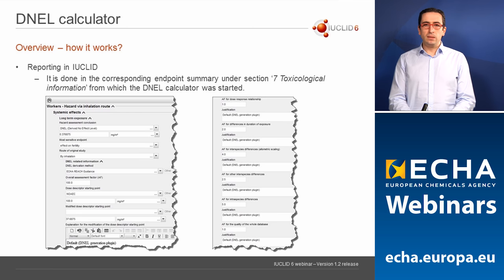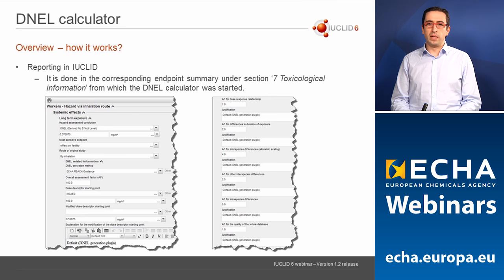About the reporting, all the results will be reported in the corresponding endpoint summary under section 7, toxicological information, from which the DNL calculator was started. It will be reported the dose descriptor that has been used as starting point, the parameters used to correct this dose descriptor, and the assessment factors, as well as any justification that has been provided if any other than default values have been used. And this is DNL calculator.